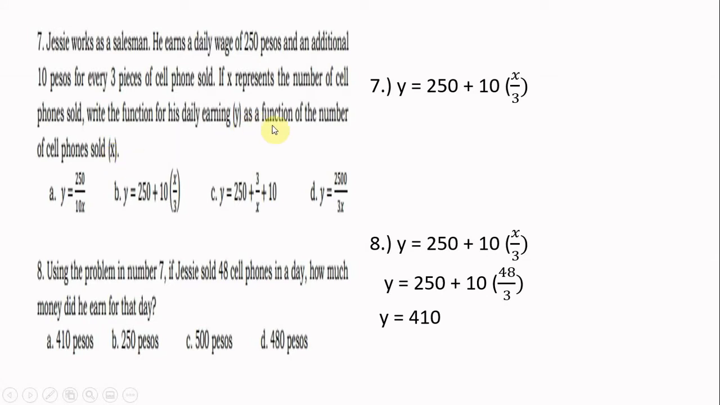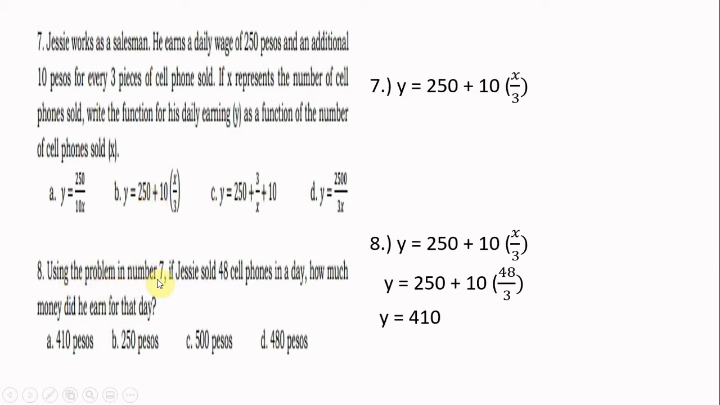So, this is how you are going to get it. Y, the daily earning, is equal to the daily wage of 250 plus the commission or additional 10 times the number of cell phones divided by 3, because every 3 cell phones he gets 10 pesos. So, this is the answer, and this is letter B. Letter B is the answer.